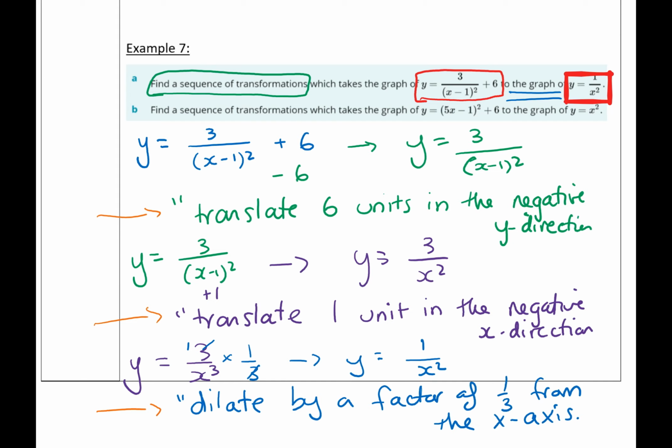So, before I do the next answer, I want you to try it yourself. How do we take the graph here, so describe the sequence of transformations which takes y equals 5x minus 1 all squared plus 6 to just the graph of x squared? How do we undo all these transformations? Because you are working backwards, it might be best to deal with the translations first. However, if you want to deal with the dilations, and there is one inside the brackets like we see here, make sure you take it out as a common factor.